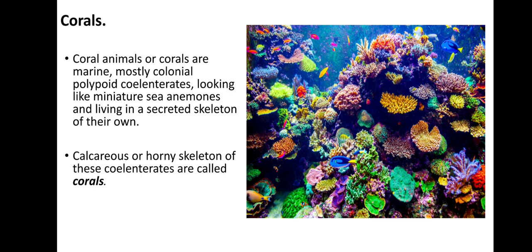See, coral is used in two ways. One, animal: coral animal, that is a type of coelenterate. Now, when the animal dies, the left skeleton is also called coral. Coral animal is the animal which secretes the exoskeleton. The left out exoskeleton is called coral.